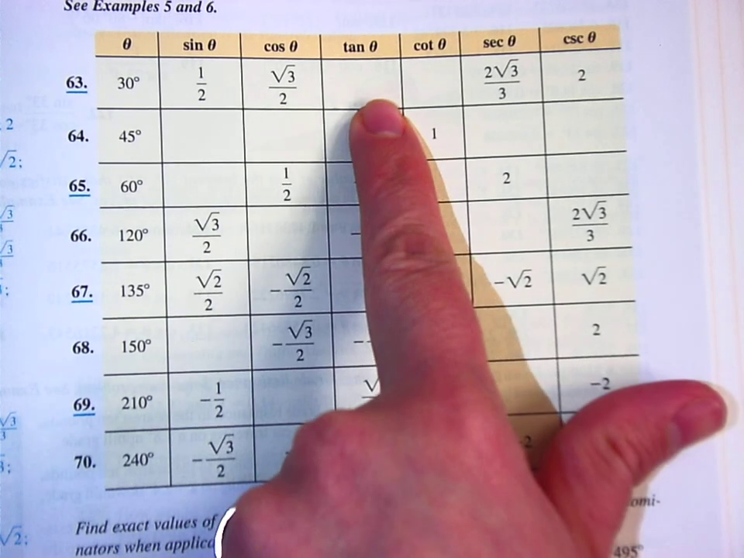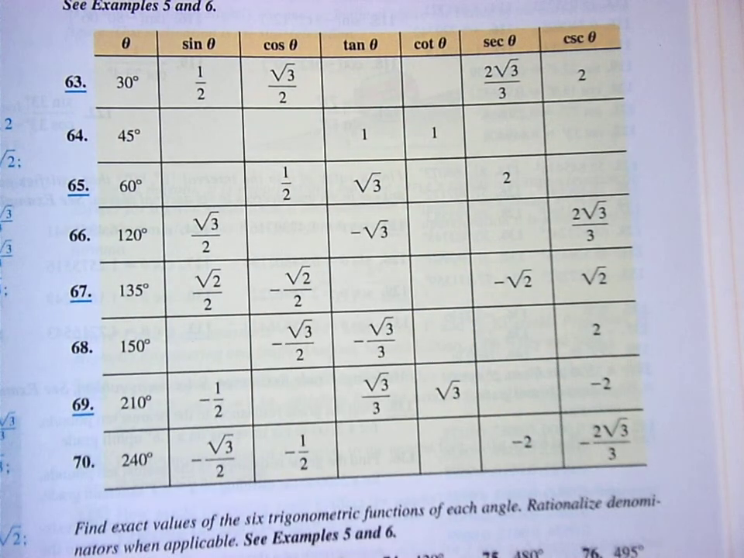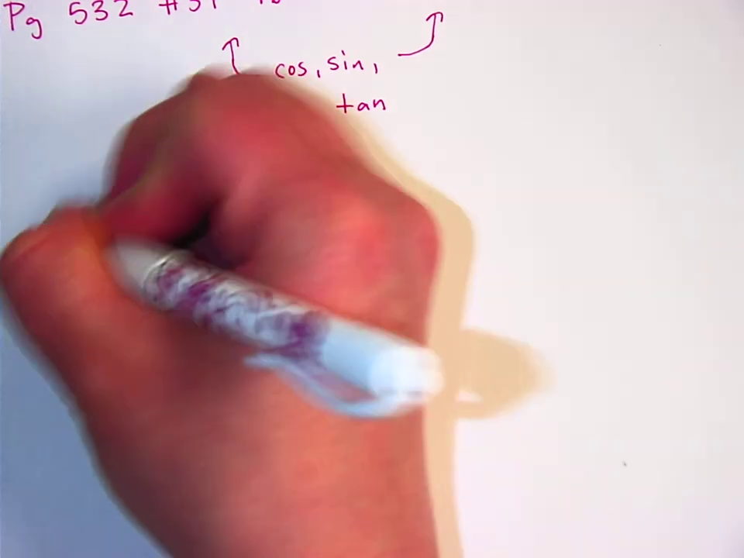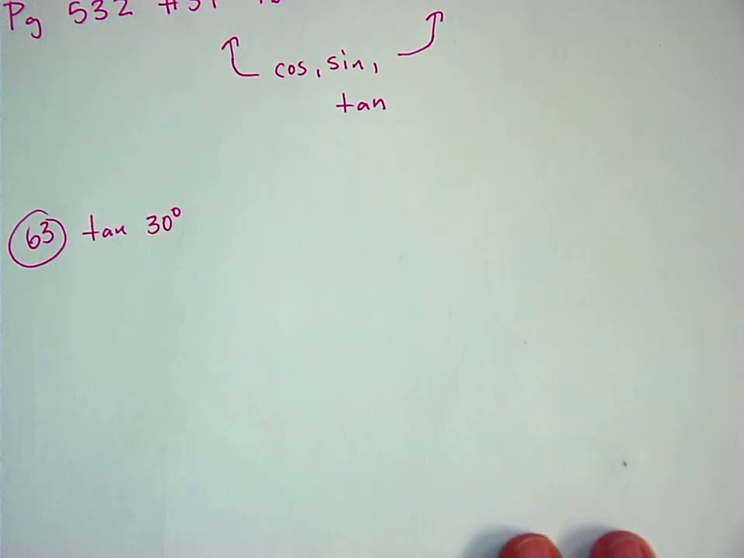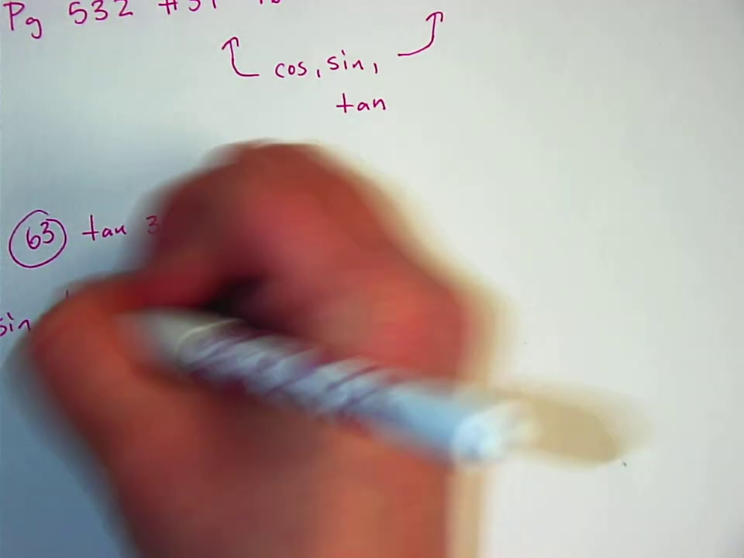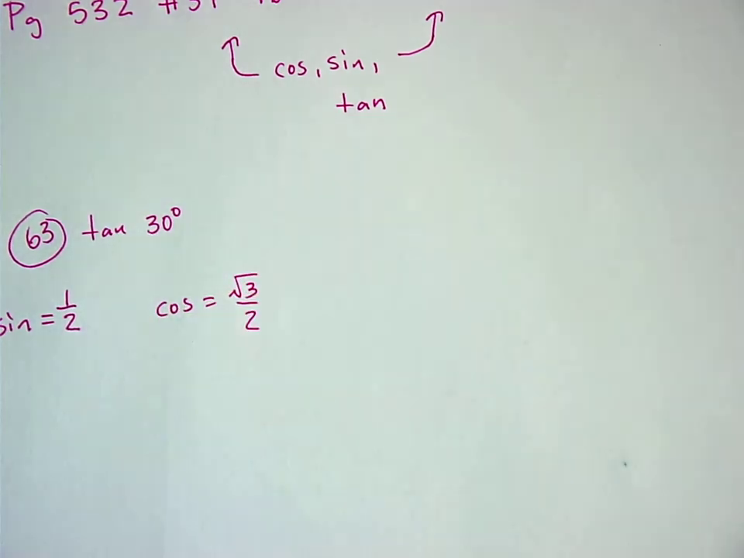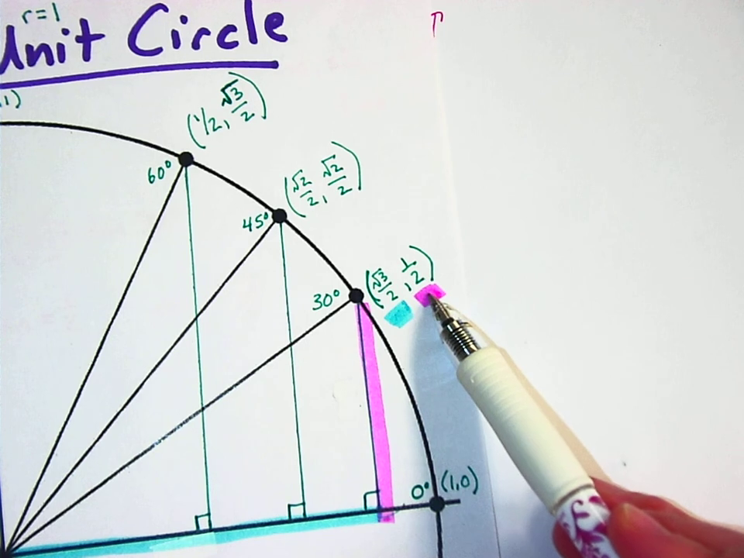So what we're going to try right now is the tangent of 30 degrees, which is number 63. Okay? So this is number 63. We're doing the tangent of 30 degrees. Now, it says that the sine of 30 degrees was 1/2, and that the cosine was the square root of 3/2, which makes sense because if you go back to your unit circle, you see that the x, which is cosine, is the square root of 3/2, and the y, which is sine, is 1/2.